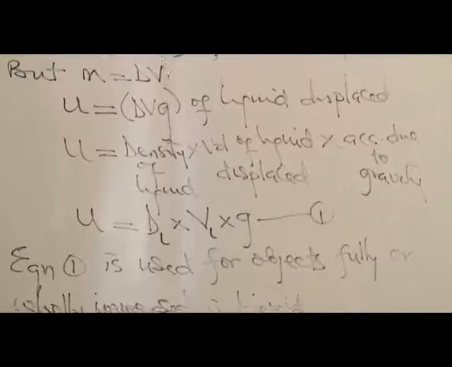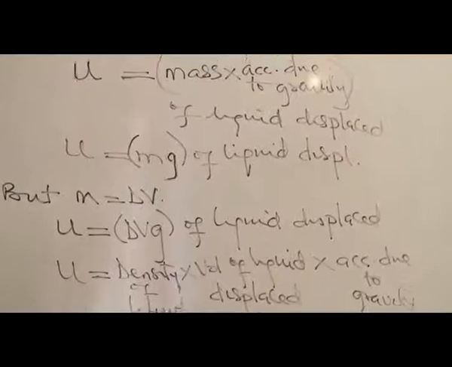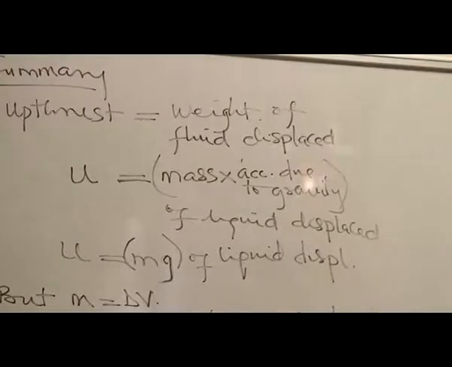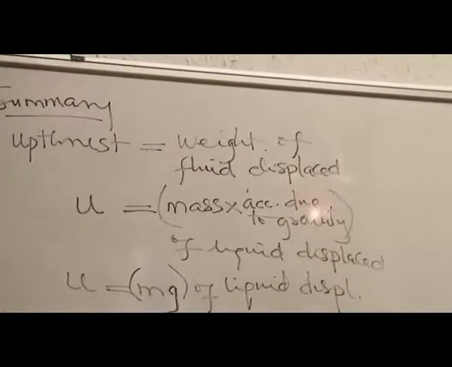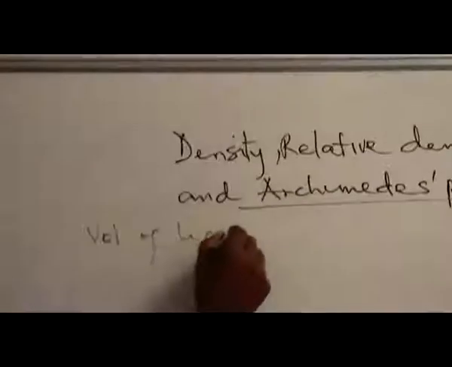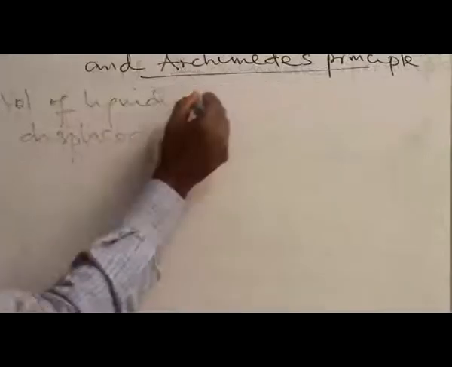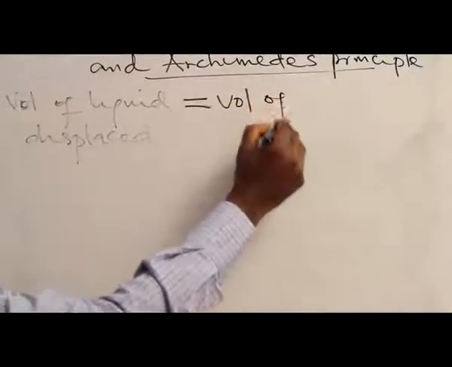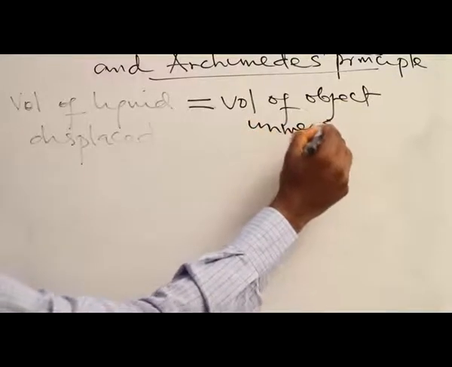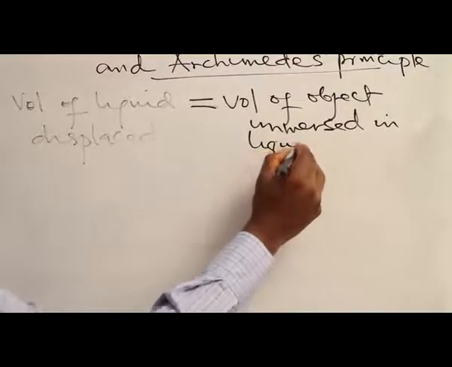of the object, because the volume of liquid displaced by an object is exactly equal to the volume of the object. The volume of the liquid displaced by an object inside the fluid, volume of liquid displaced, is equal to the volume of the object immersed in the liquid. This is what we have.